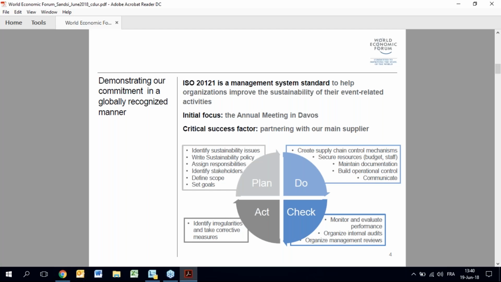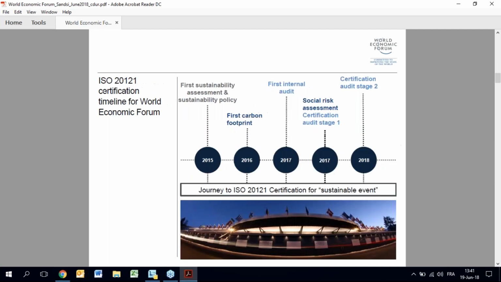Just a few words on a critical success factor. It was to partner with our main supplier, Publicis Live. It happens most of the time that when you are an event organizer, you have a lot of suppliers, and sometimes you have one main event provider. And so indeed, having a partnership and going together in the direction of having the ISO certification is clearly something that helps in order to achieve results a little bit faster. Just a few words on the timeline.